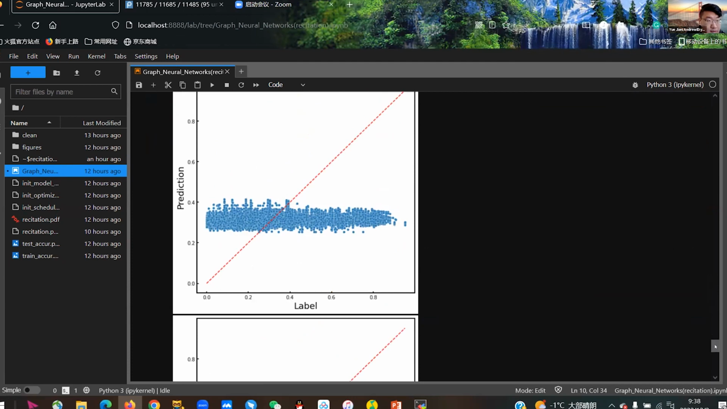And that's all for this Jupyter Notebook demo for the graph convolution for graph neural networks. And that's all for today's recitation.